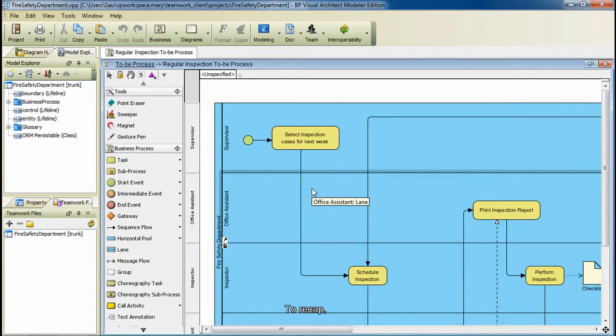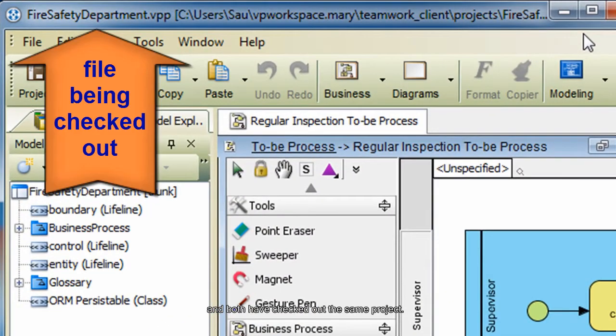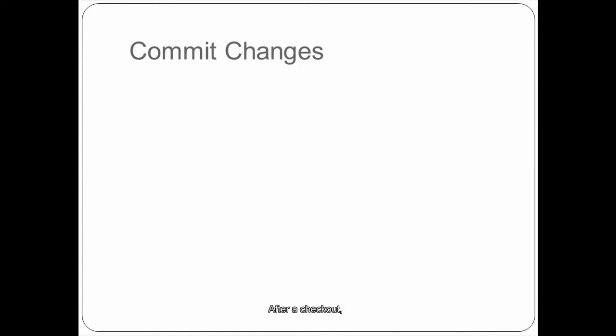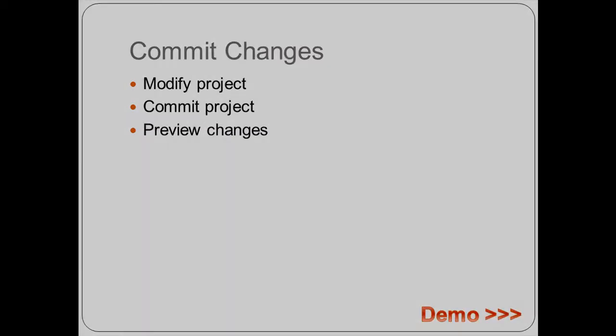To recap, we have two users logged into two instances of Business Process Visual Architect, and both have checked out the same project. After a checkout, eventually we'll come to a point where we commit changes back to the server. First, you would modify the project, then commit the project. And during the commit process, you would preview the changes in the commit dialog box. Let's see how it works.